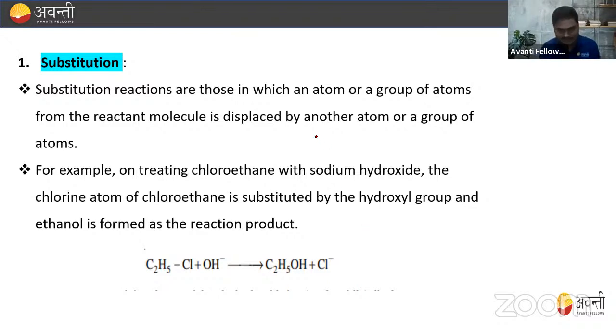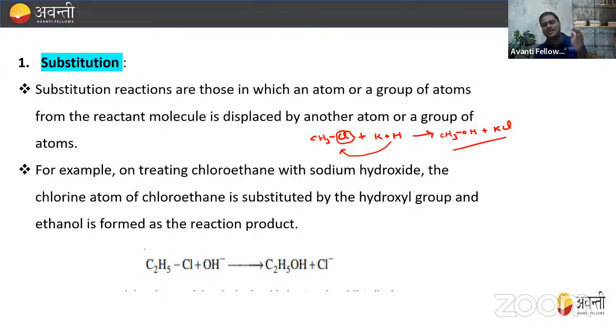For example, let's say we have CH3Cl, and let it react with KOH, right? What happened now? This Cl is replaced, and in place of this Cl, this OH comes at this point. This will form CH3OH plus KCl. So this is an example of the substitution reaction. Later, we are going to study the difference between nucleophilic substitution and electrophilic substitution, but I'm just trying to explain what substitution is. इसको हम क्या बोलेंगे बेटा? Substitution बोलेंगे, ठीक है? Now, for example, on treating chloroethane with sodium hydroxide, we get this.